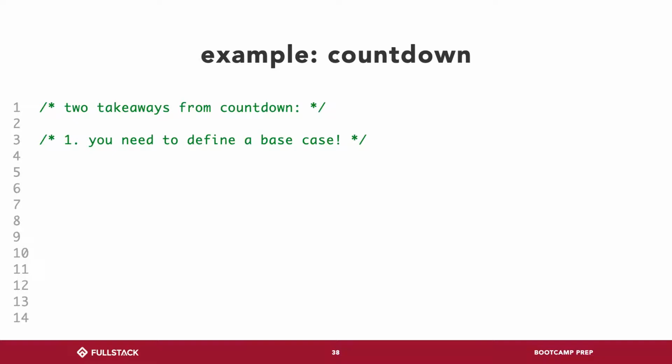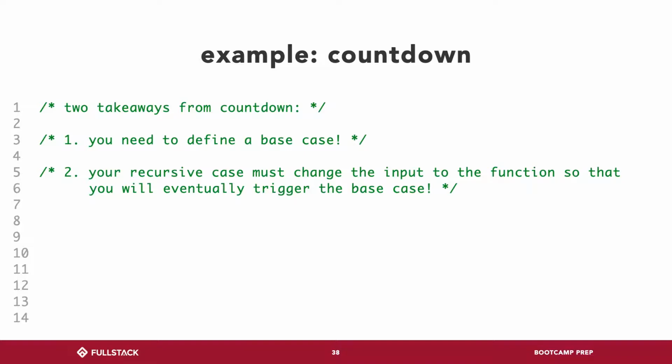So 2 takeaways from countdown. You need to define a base case. Your recursive case must change the input to the function so that you will eventually trigger the base case. These are the 2 main things when you're writing a recursive solution to something. Define your base case, and then when you call that function again, make sure the input will eventually hit that base case.